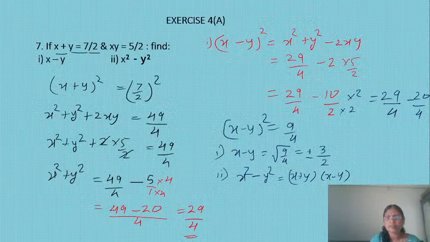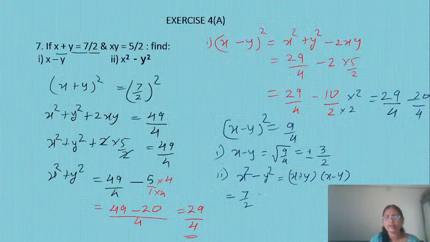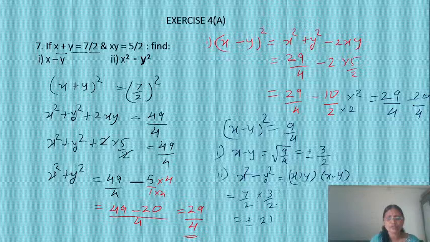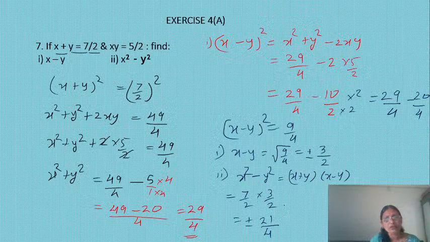What is the value of x plus y? The value is given to you, 7 by 2. And x minus y, the value is plus or minus 3 by 2. So the answer is going to be 7 threes are 21, so this is going to be plus or minus 21. 7 into 3 is 21, 2 multiplied by 2 is 4. So plus or minus 21 by 4 is the value of x square minus y square.